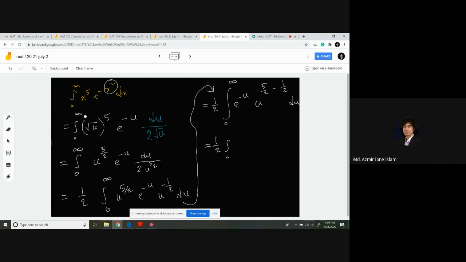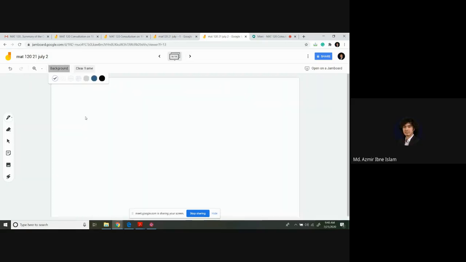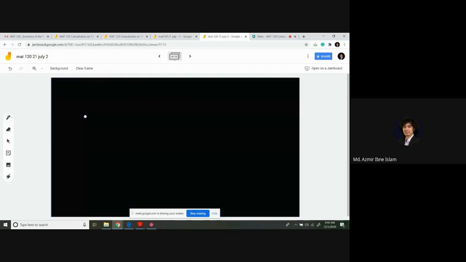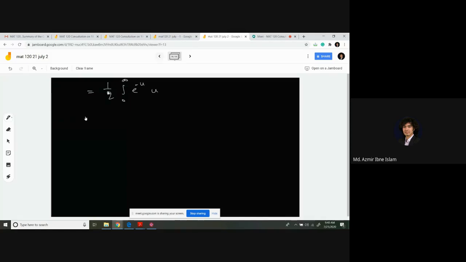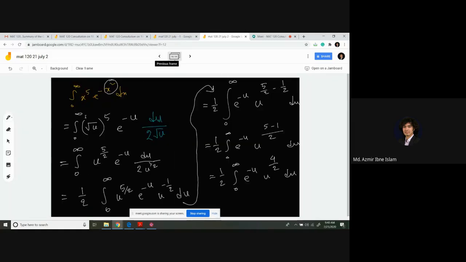So 1 over 2, 0 to infinity, e to the power negative u, to the power now 2. LCM is okay here. So you are getting 1 by 2, 0 to infinity, e to the power negative u, u to the power 4 by 2 du. Clear? Yes, sir. So finally you are getting 1 over 2, 0 to infinity, e to the power negative u, u to the power, what is the answer? u to the power 2, right?